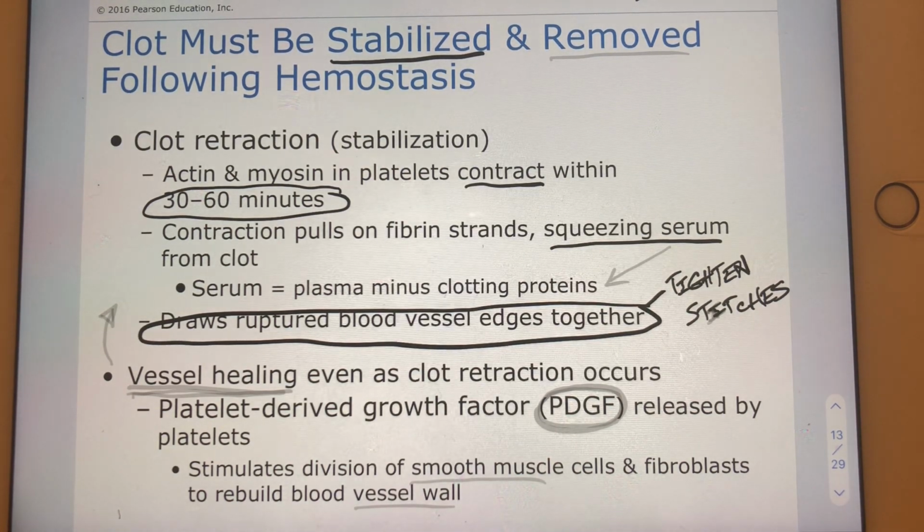By the way, serum is simply plasma without clotting factors. Okay, but we'll come back to that. Or serum without plasma proteins. You can think of it that, or plasma rather, without plasma proteins. You can think of it that way.